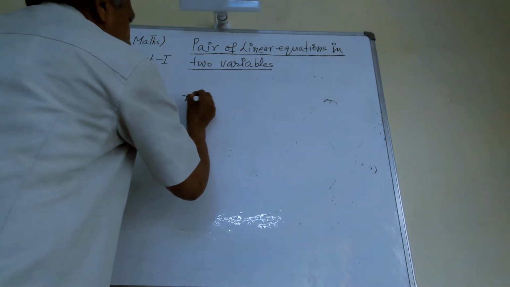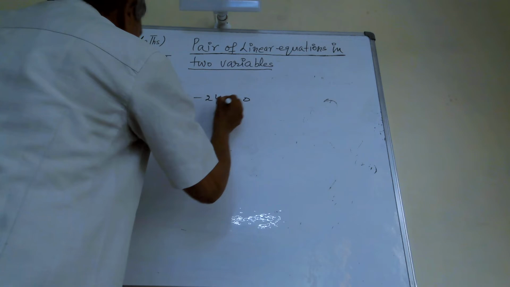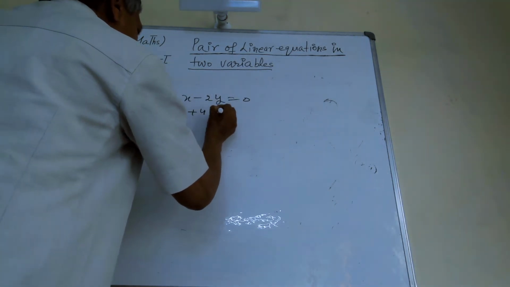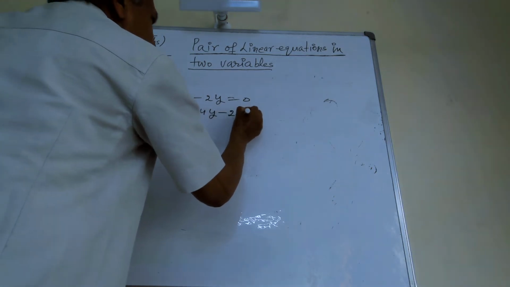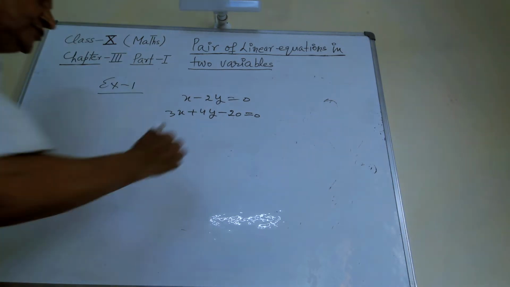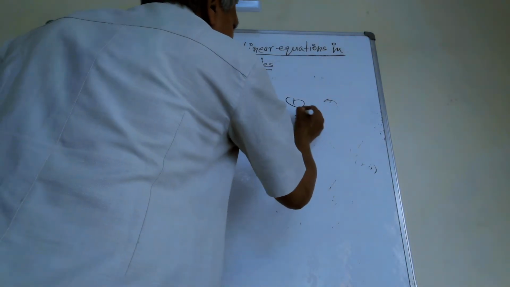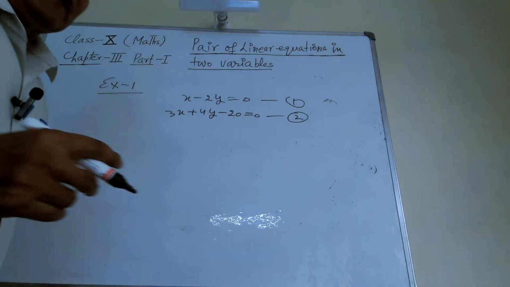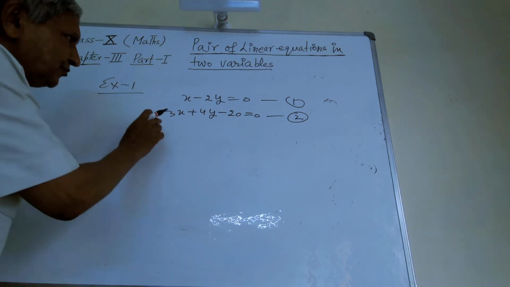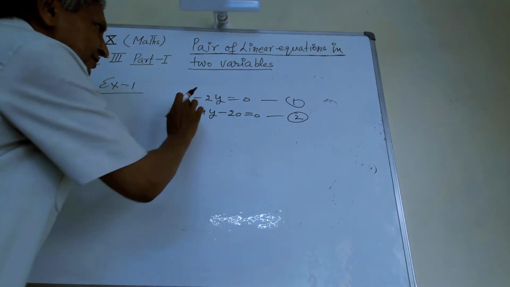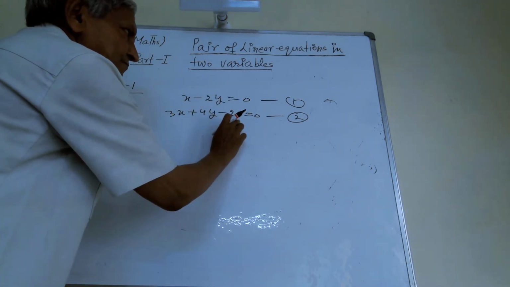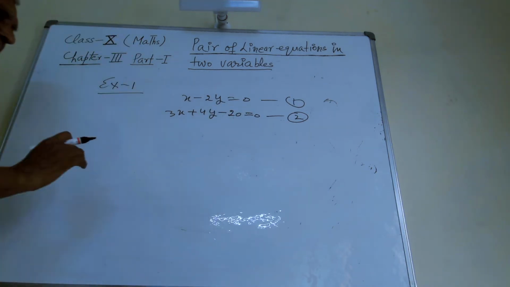x minus 2y is equal to 0 and 3x plus 4y minus 20 is equal to 0. These are the two linear equations in two variables. This is the first equation and this is the second equation. As I have told you, first of all you have to check whether these equations are in standard form or not. This equation is in standard form. The second equation is also in standard form. So now check these equations.